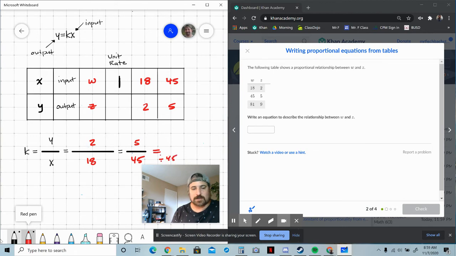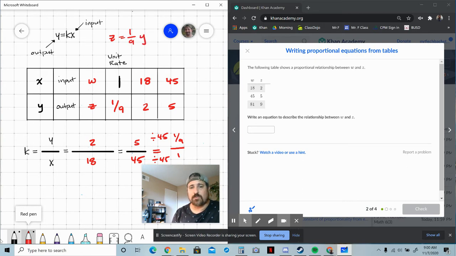So let's just divide top and bottom by 45 here, and that way you guys can see what the unit rate would be. When I divide top and bottom by 45 here, you're going to get 5/45 or 1/9 for every 1. So my unit rate here, in the way I set my problem up, would be that if Z is your output and W is your input, the equation would be that your output, Z, is equal to 1/9 of your input. Now that's one way to write the equation.